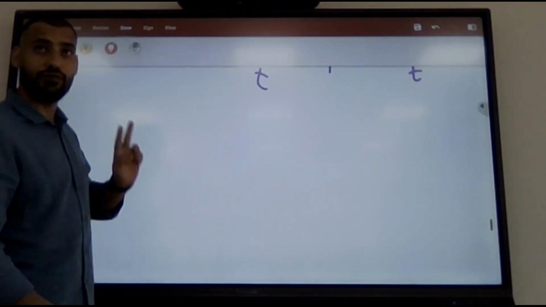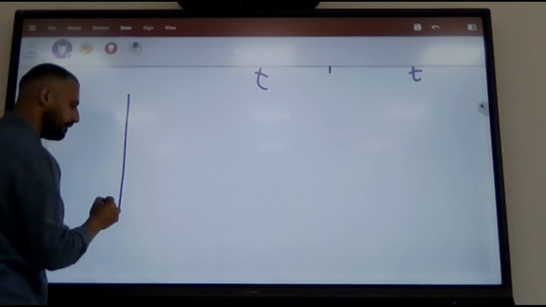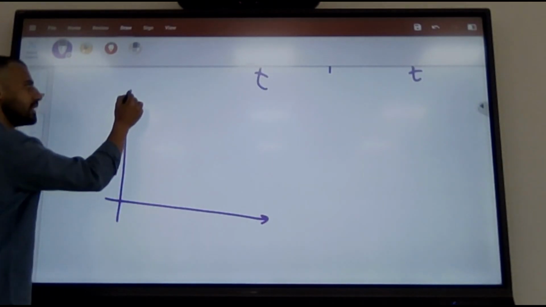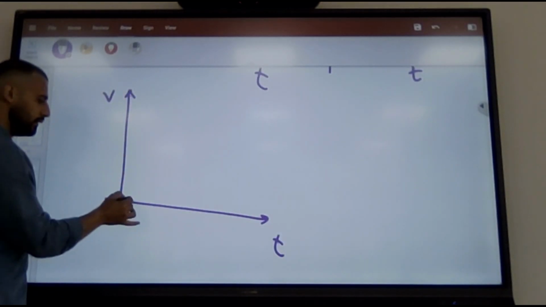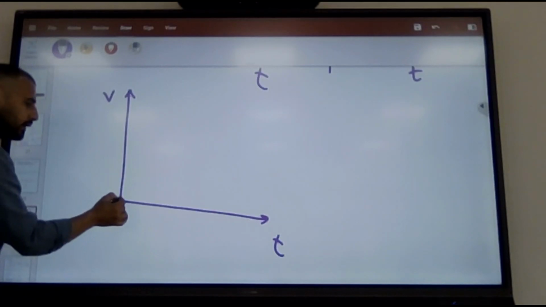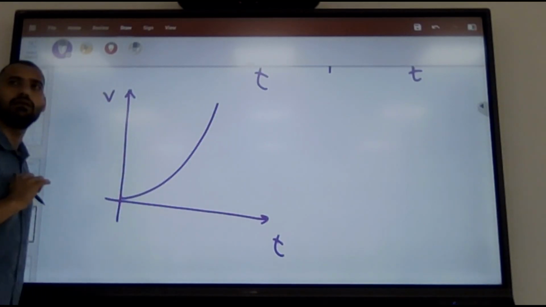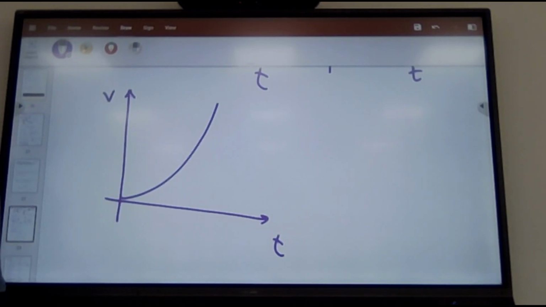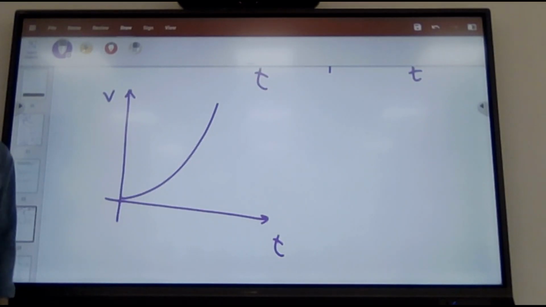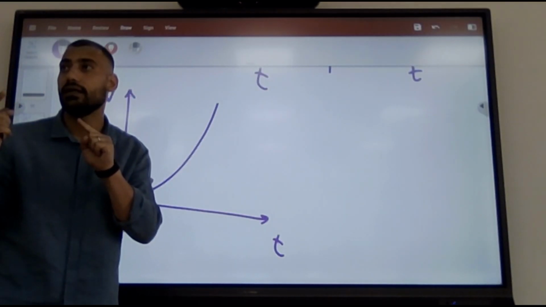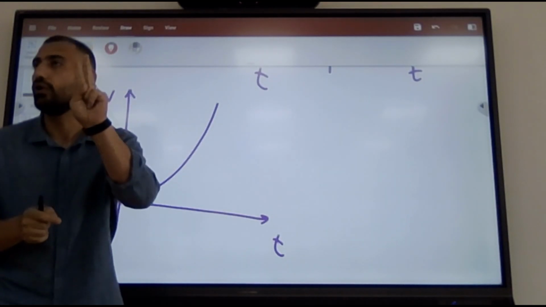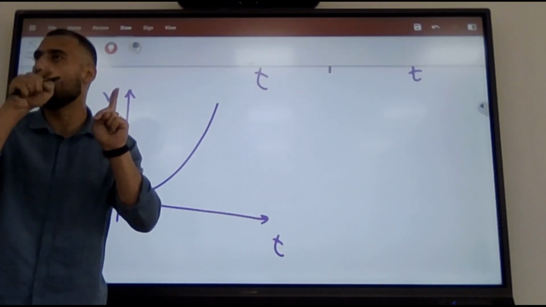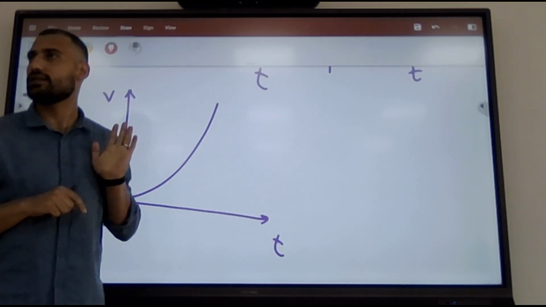Now, if I ask you, there is a graph like this. Now, this is something I was not supposed to tell you, but because you understand the concept of acceleration, what about this? Is it constant? What is acceleration? Yes. It is the rate at which velocity changes. Point number one. Point number two. Acceleration is the slope of velocity time graph, isn't it?